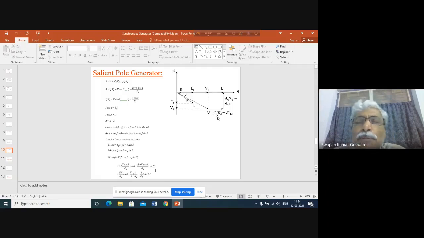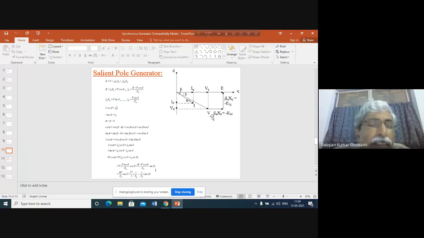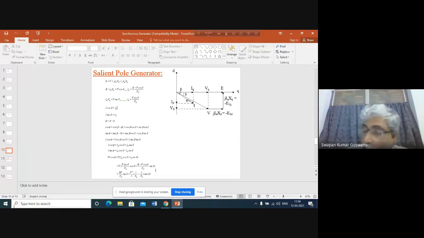So salient pole machines are generally represented using what they call two reaction theory. That means there will be two armature reactions. That's why two reaction theory. Why they call it two reaction theory? That means what we shall be doing here is representing the salient pole type generator or salient pole type motor, whatever it may be, by two reactances, one along the direct axis, along the pole axis, another along the quadrature axis. Is it clear why two reactances are used?